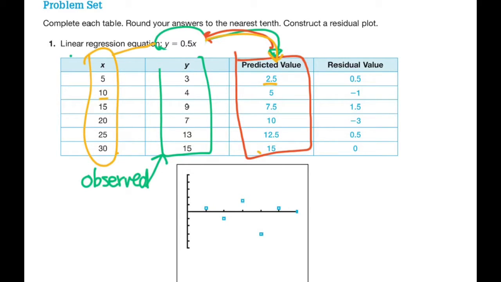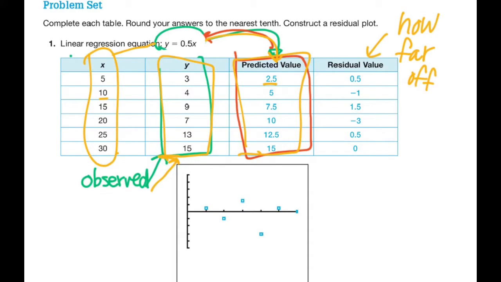So now we know what we observed. This is what we actually saw, but this is what we predicted. So now this is basically saying how far off we were. And it matters which direction you go. So how far off, you're going to do your observed minus your predicted.